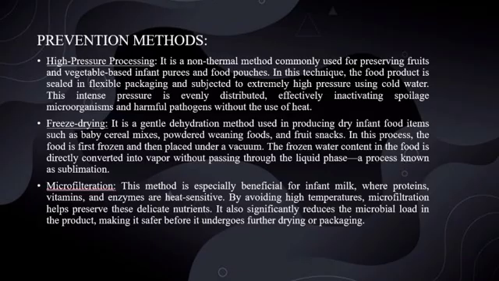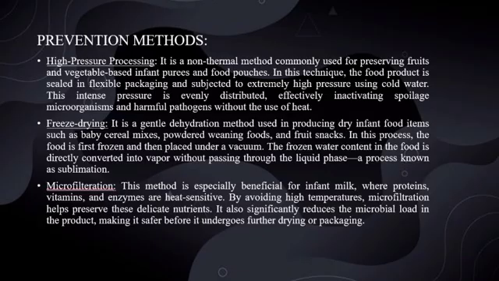In the freeze drying method, gentle dehydration is done to produce dry infant food like baby cereal mixtures, powdered weaning foods and fruit snacks. In this process, the food is frozen first and then it is placed under a vacuum. The frozen water content in the food is directly converted into vapor without passing through the liquid phase. It is also known as sublimation.